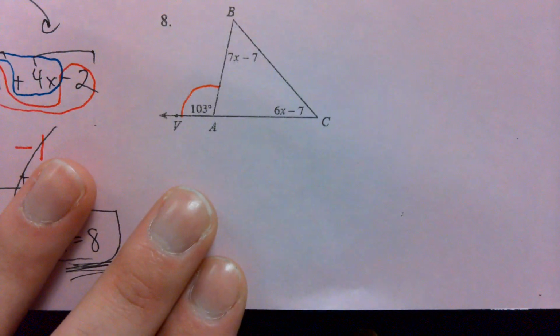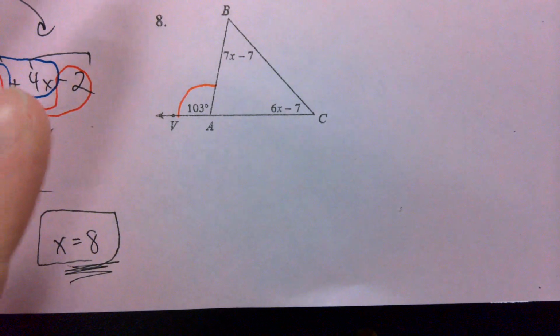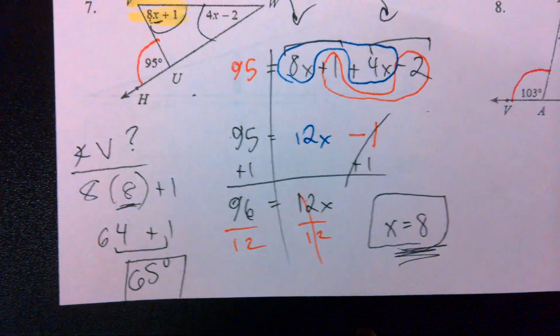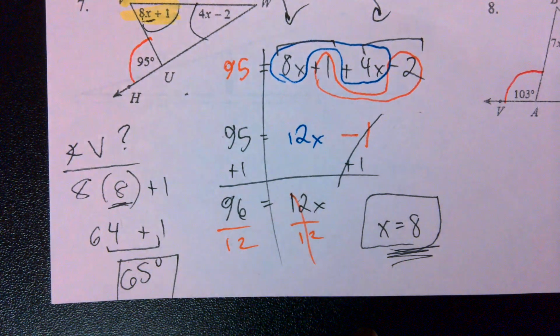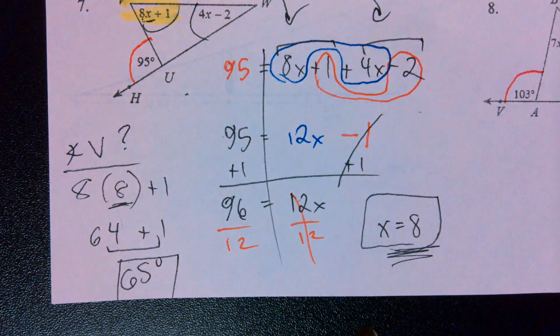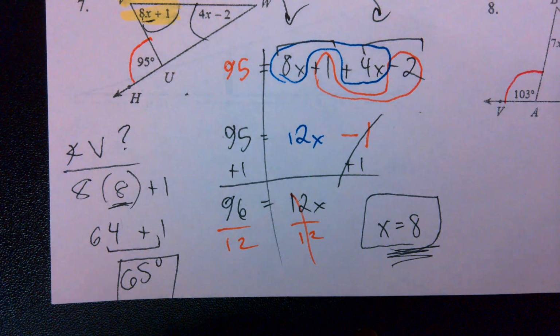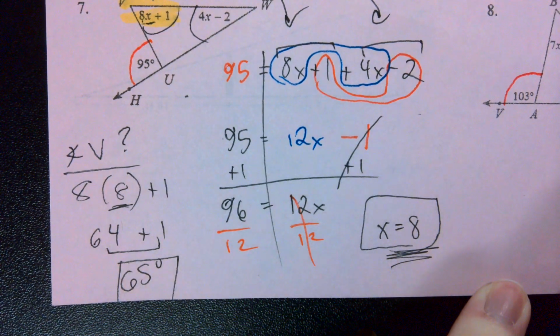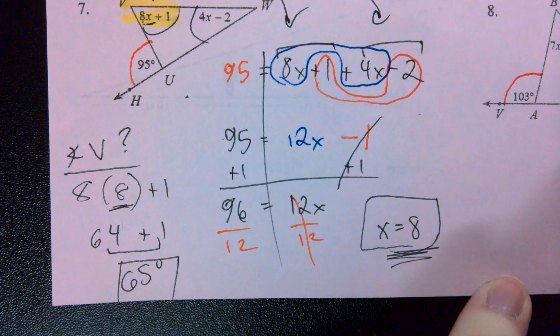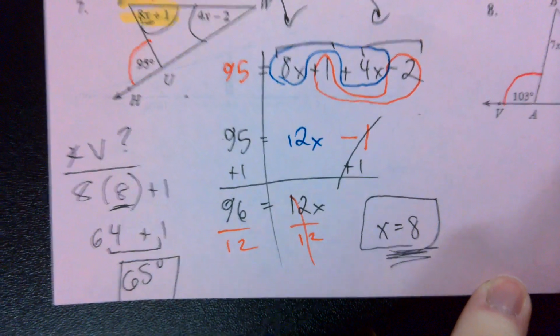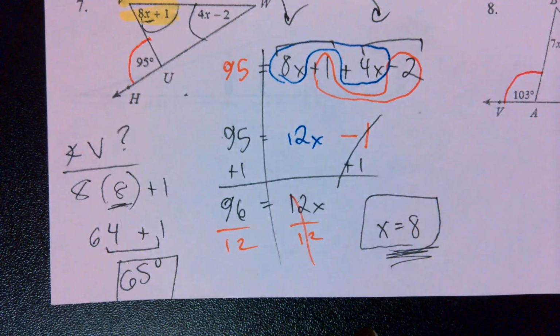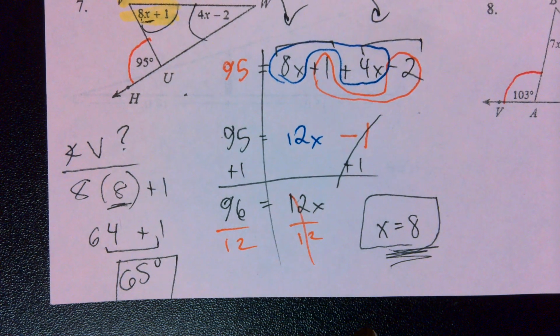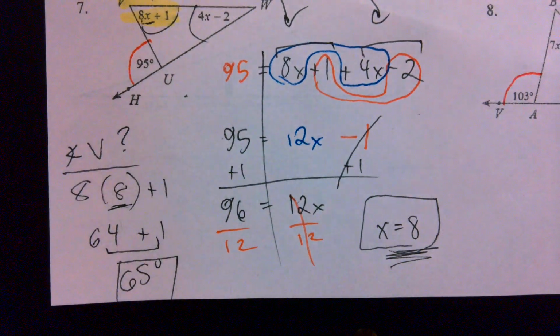Number 8 is pretty much the same thing, so we're going to skip that one. Wait, can you go back? Sure. What did you guys get for x on number 8? 9. 13x minus 14 plus 14, 117 divided by 9. Sounds right to me. Is that right? Yeah, that's right.